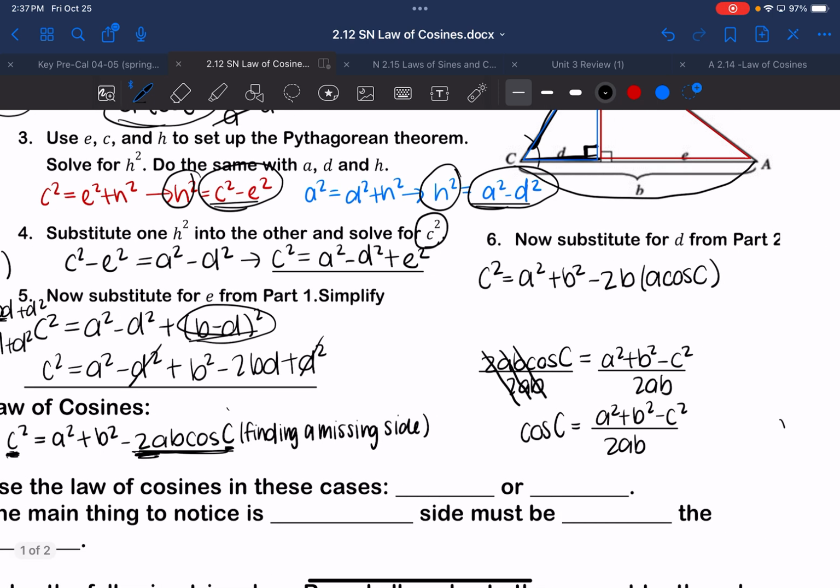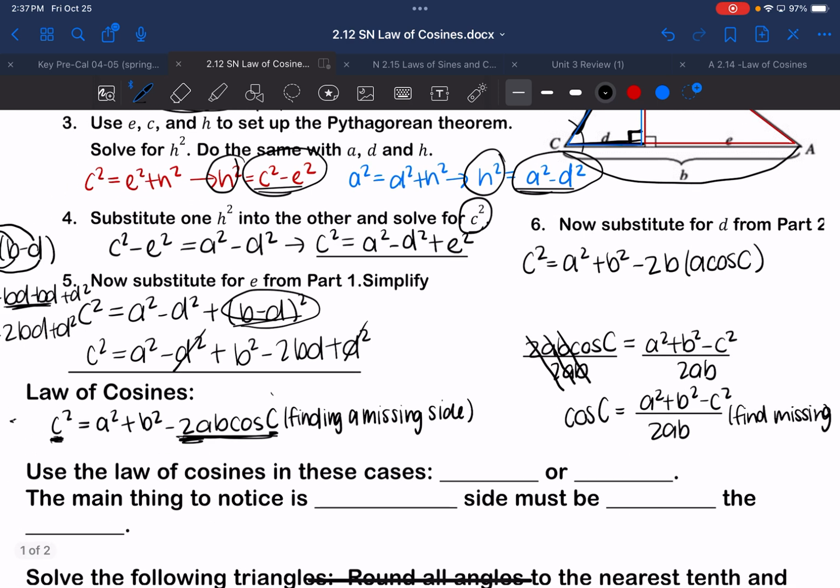So same formula, we just move some things around, and this is the one I would want to use if I'm trying to find a missing angle. So when did it turn to 2ab instead of negative 2ab cos C? It was all still there. It just became positive when I moved it to the other side.